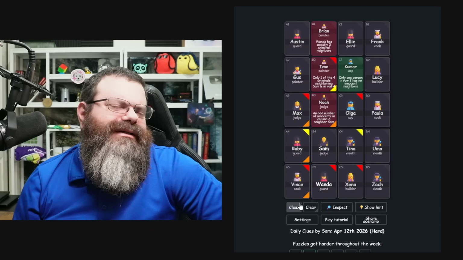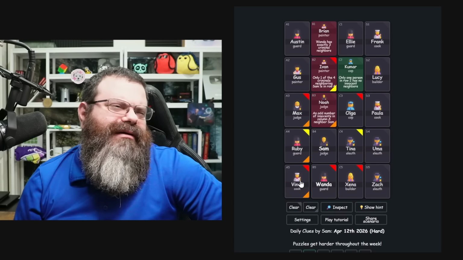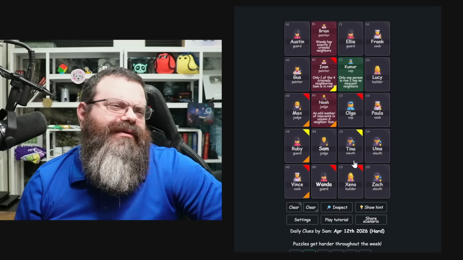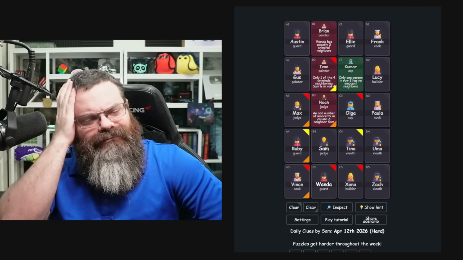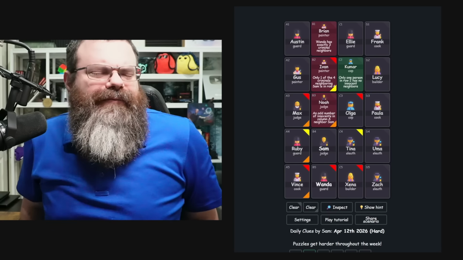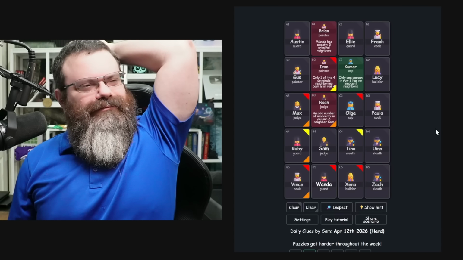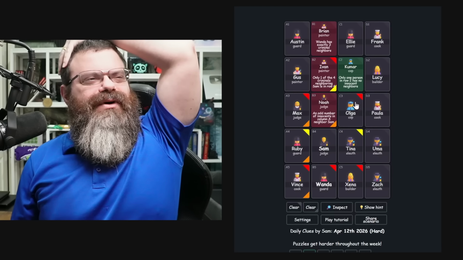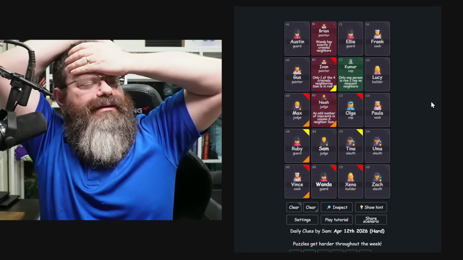If both of these were criminal and Max was innocent, then Wanda gets one more criminal among these three. Okay, but if Ruby was a criminal, Tina's innocent. So either Sam or Xena's criminal. None of this is doing anything. I just feel like there's got to be some way to prove that we can't make all of these criminal around Kumar. There's got to be a way to prove that. How do we prove it?